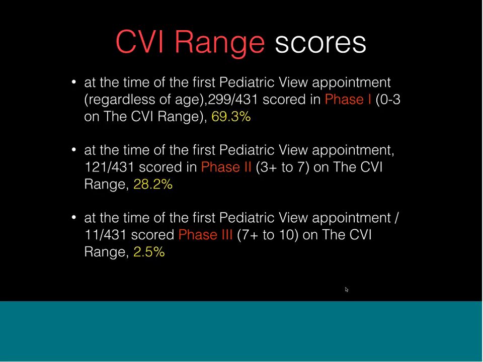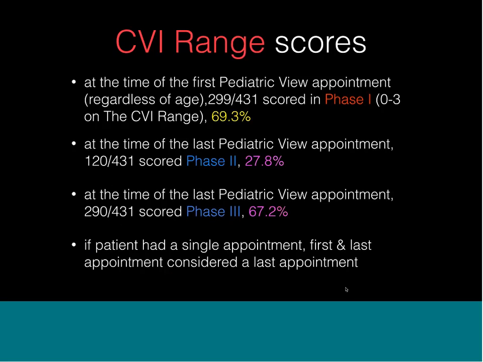And at the time of the first pediatric view appointment, 11 scored in phase three, almost no one at that first appointment. So when I first meet the child, of any age, I can pretty much say it's money in the bank that they're going to be in phase one, because 70% of the time they're in phase one. Some of the time they actually are in phase two because somebody's really helped them get to that point. And only rarely do I meet a child on that first appointment who's in phase three.